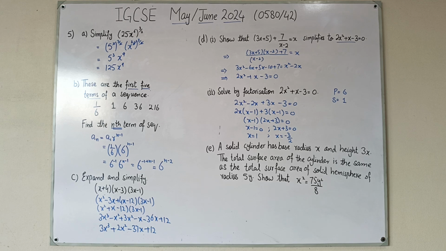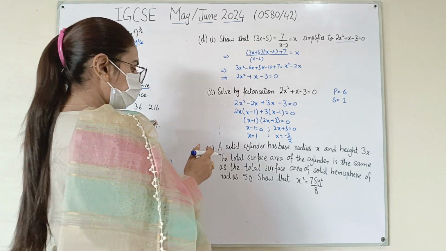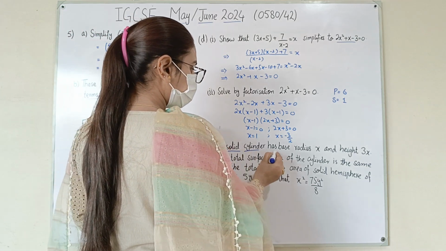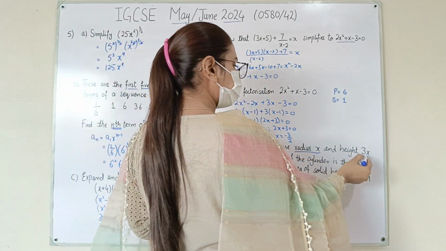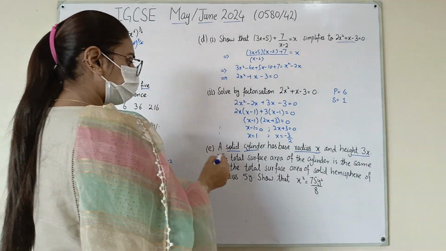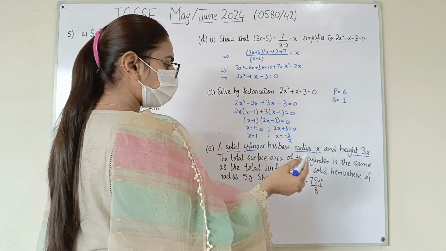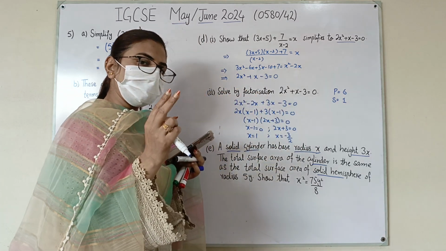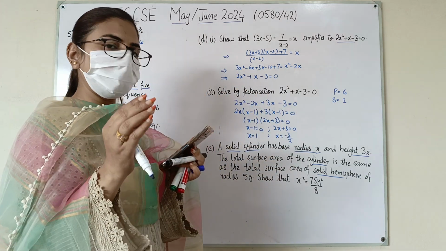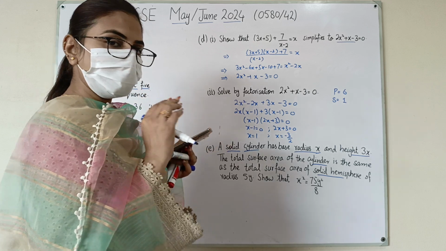Let's move toward the next question, that is part number E of question number 5. What is it asking you? A solid cylinder with base radius x and the height is 3x. The total surface area of the cylinder is the same as the total surface area of a solid hemisphere. There are basically two things: one is a solid cylinder and the other is a solid hemisphere. But the total surface area of both the figures is the same, as given by the examiner.